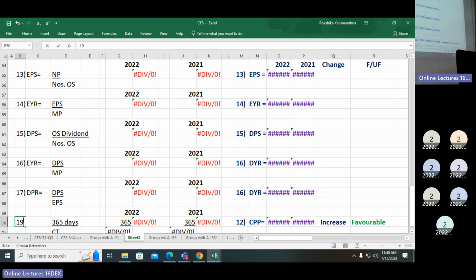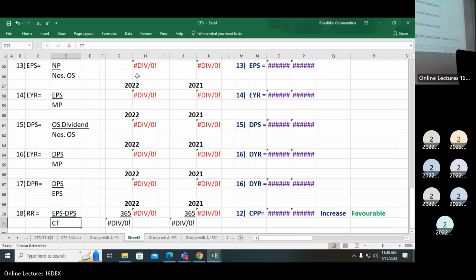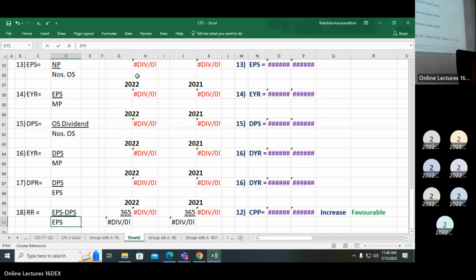Number 18, retention ratio. Earnings per share minus dividend per share, divided by earnings per share.